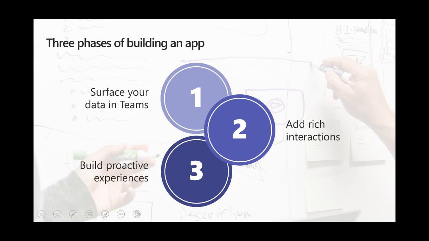Once your data is within Teams, enable users to interact with that application and data. Add rich interactions to make it more relevant to your end users. And third phase is where you're really making your app smarter. This is where you're letting your app reach out proactively to end users. Let's go through each one of this step in detail.